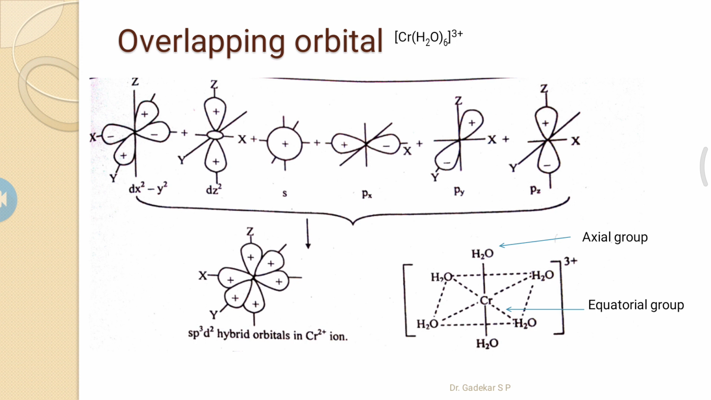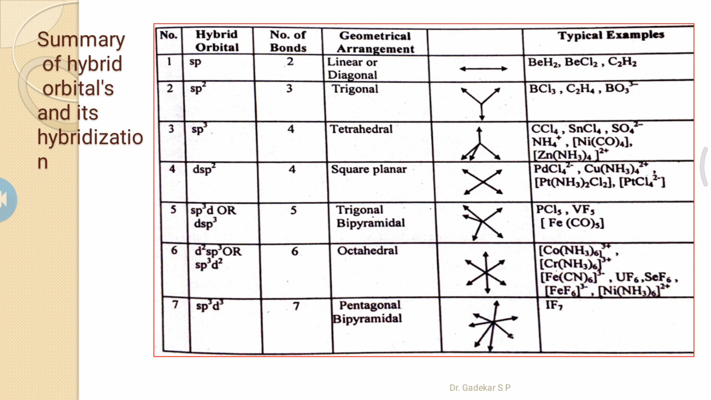Okay, so this is the geometry and shape of the hexaaquachromium complex in sp3d2 type of hybridization. Okay, so now we discuss a summary of hybrid orbitals and their hybridization. Okay, so in this, 7 types of hybrid orbitals are used.